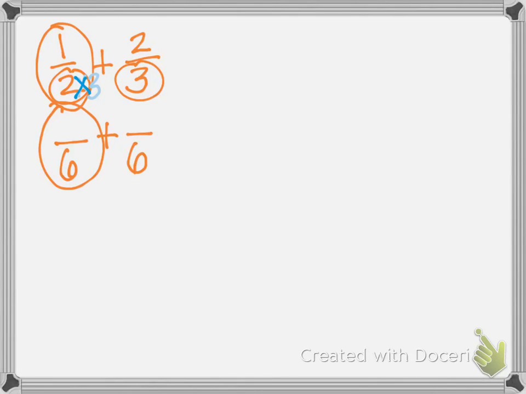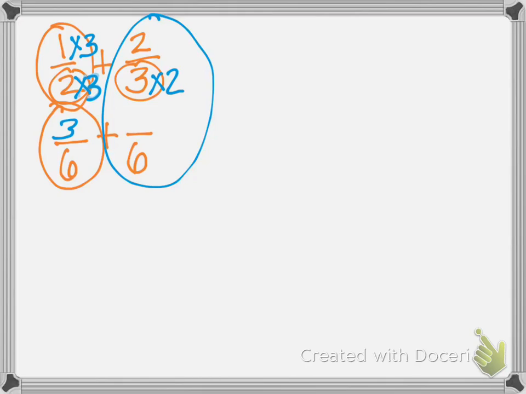Okay, 2 times 3 is 6. So whatever we do to the bottom, we do to the top. 1 times 3 is 3, and there's our new numerator. 3 times what is 6? 3 times 2 is 6, because now we're working with these two fractions. And then 2 times 2 is 4. And now we have our new numerators.